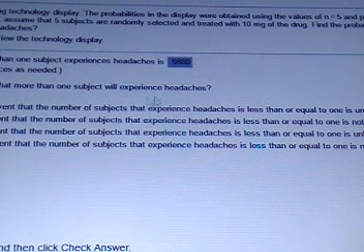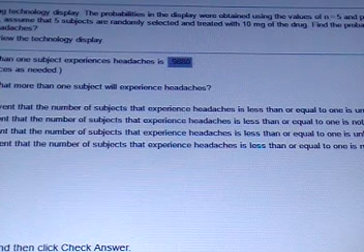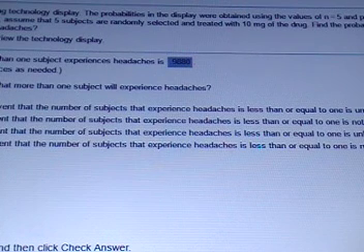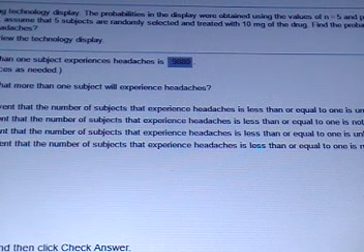Now, sometimes you have to read these and they're kind of worded differently than what you would expect the answer to be. Is it reasonable to expect? The answer is definitely yes. It's A or D. This is a very high probability. It definitely is likely to happen. But they word this kind of backwards. It says, because the event that the number of subjects that experience headaches is less than or equal to 1 is unlikely, or that that's not unlikely.